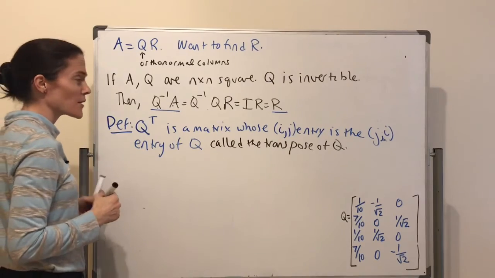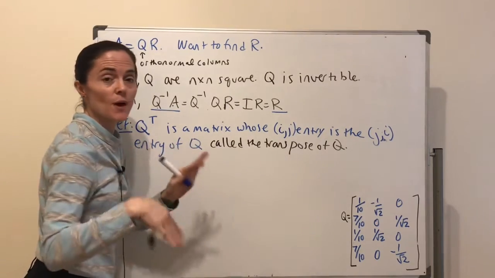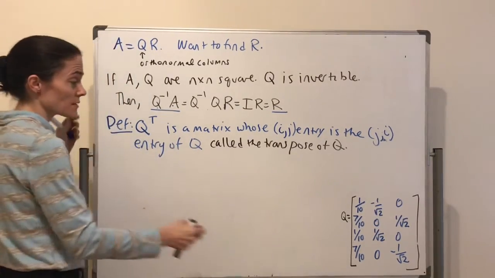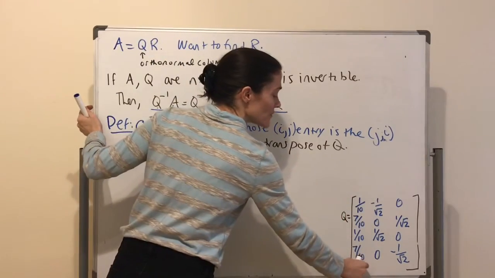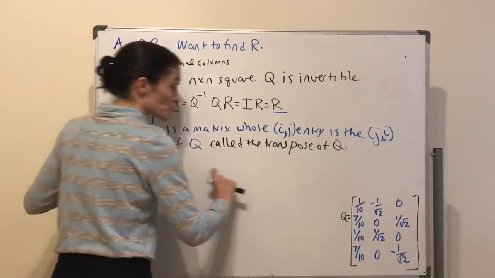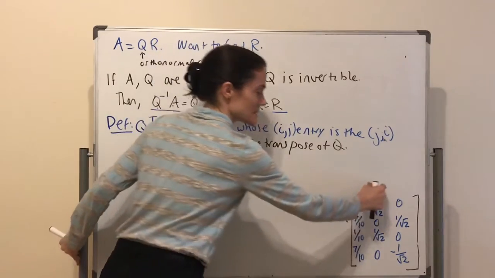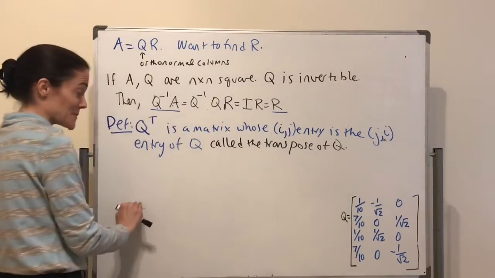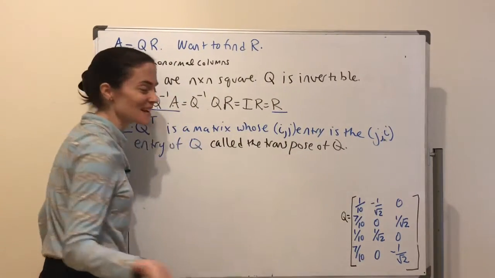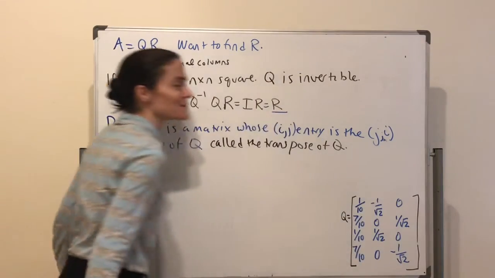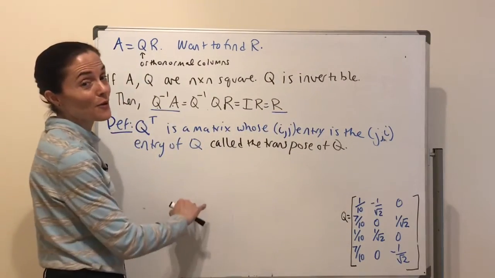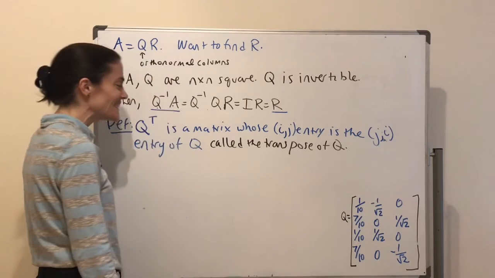Okay, so what are you doing here? You're interchanging the rows and columns. So if you start, for instance, this is the first column of Q, it'll be the first row in Q transpose. This is the second column of Q. This will be the second row in Q transpose. This is the third column of Q. It's going to be the third row in Q transpose.